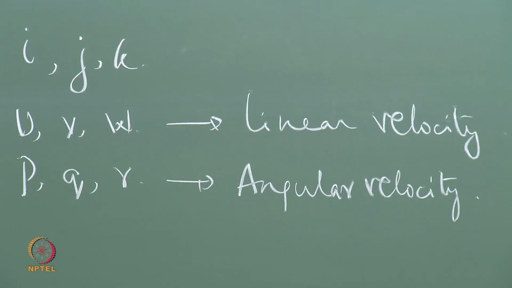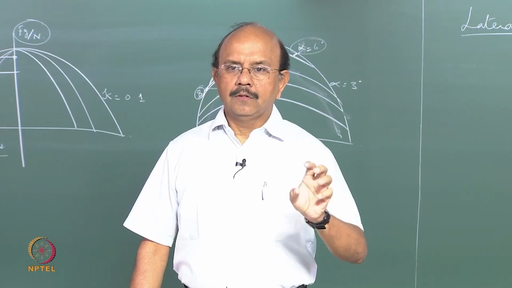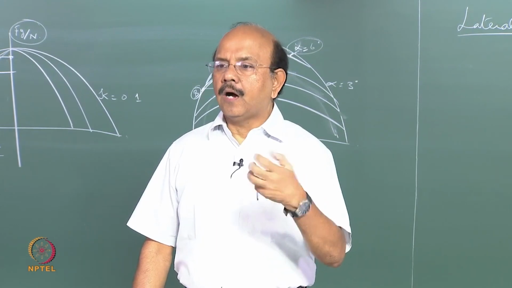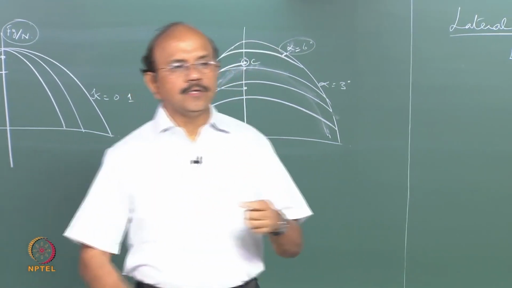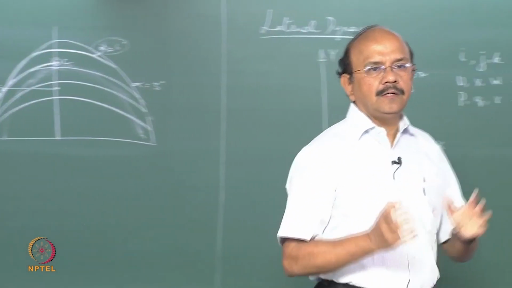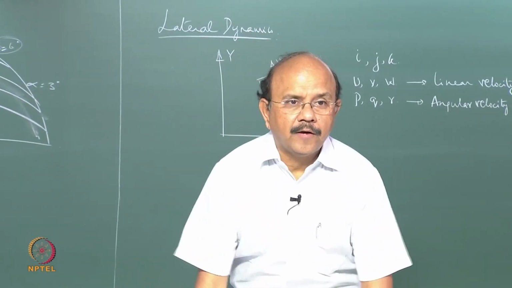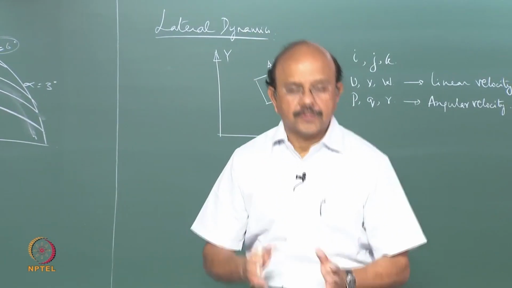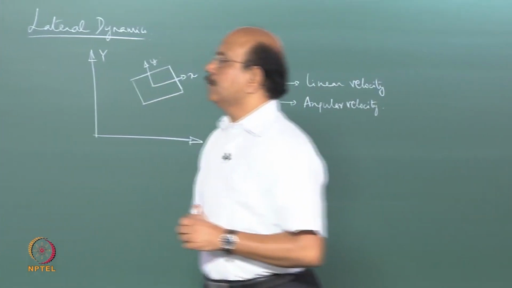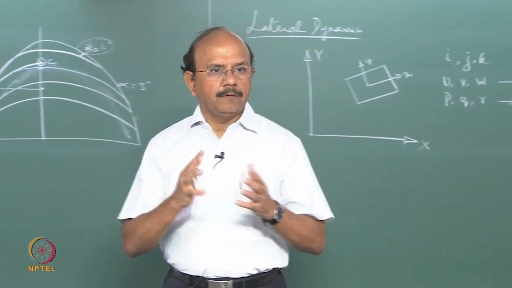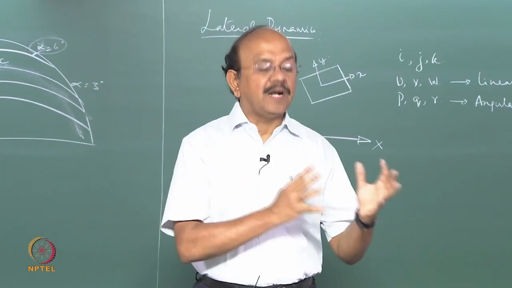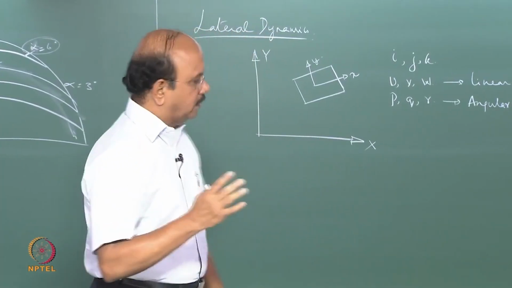In simple terms, what is P? P is nothing but the roll, Q is the pitch, and R is the yaw of the vehicle. Okay? So we call this as P, Q, and R. Now, what are the peculiarities if I am going to deal with this kind of systems? Okay? That is what we are going to see. You know, like what are the additional terms that come into picture?